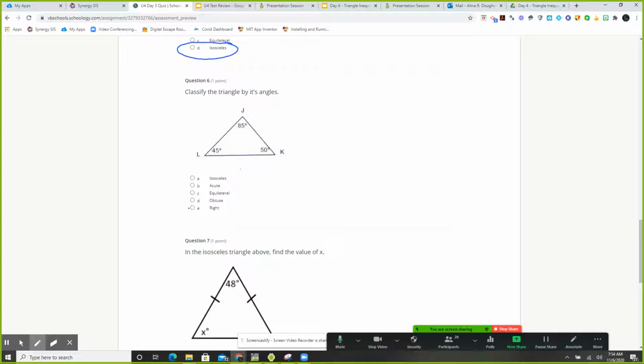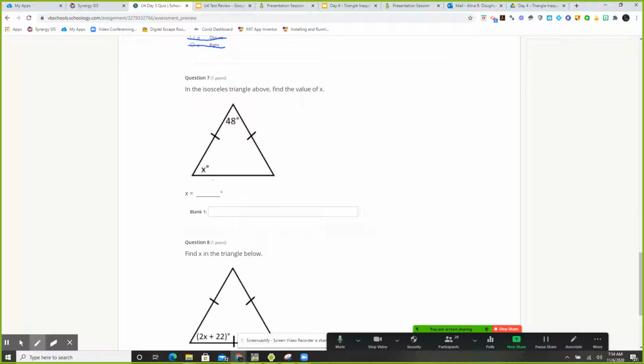It's not right, for sure. It's not obtuse. Nothing bigger than 90. It's not isosceles. I don't have 2 that are the same. It's definitely not equilateral, because equilateral, everything would be 60, right? So it must be acute.